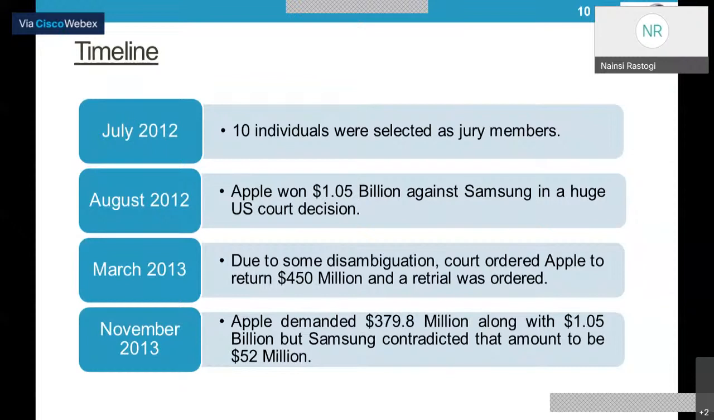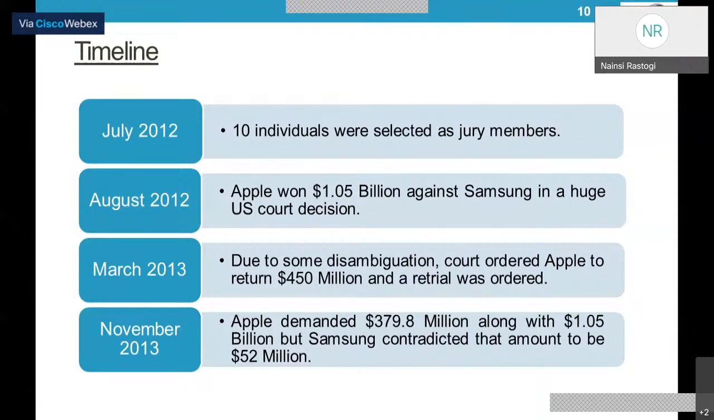Then in March 2013, due to some disambiguation, the court ordered Apple to return 450 million dollars, and the retrial was ordered because it was held that not only was Samsung infringing Apple's patent, but Apple was also infringing some of the Samsung patents. So a decision was made that Apple has to return a substantial amount to Samsung.